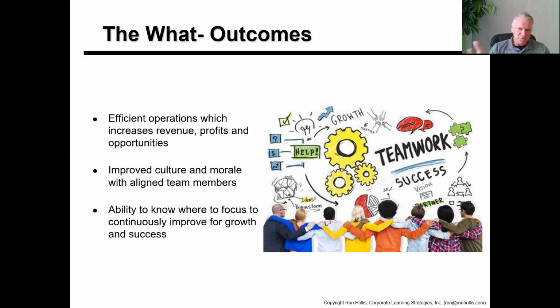You get improved culture and morale because your team's aligned. Everyone's excited. People want to be on a successful team. The A players want to know what success looks like, they want to know what's expected of them because they're going to go for the next year. And it's the ability to know where to focus to continuously improve for growth and success. Now I know where to go. And when I'm doing my planning, then I know what areas I should focus on.